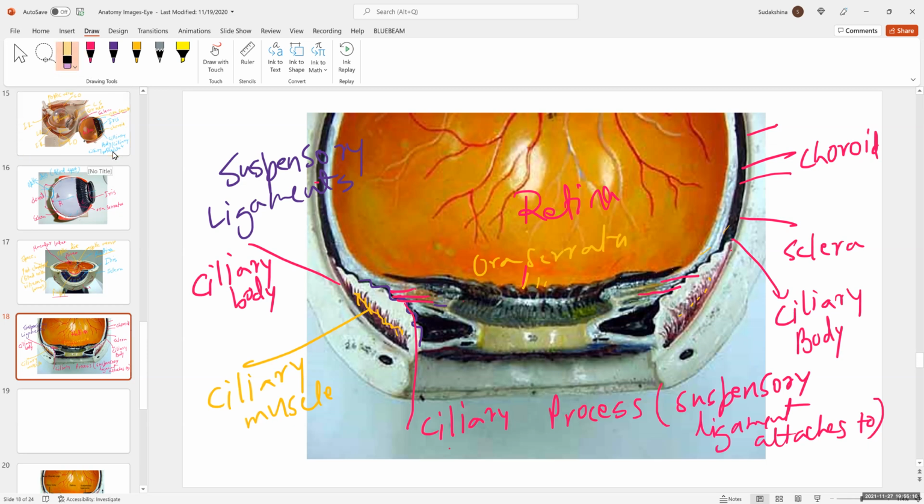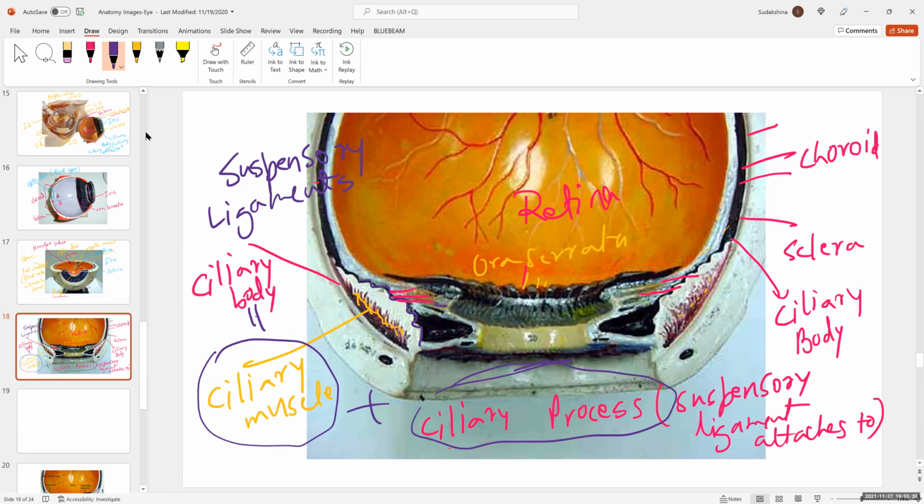So some of these may not be on the list, but it's good to know. When we say ciliary body, we are talking about ciliary muscle and ciliary process. All of that is ciliary body. So the whole thing here is ciliary body with the muscle and process. Process is what the suspensory ligament attaches to. That's pretty much the whole eye anatomy. Okay.